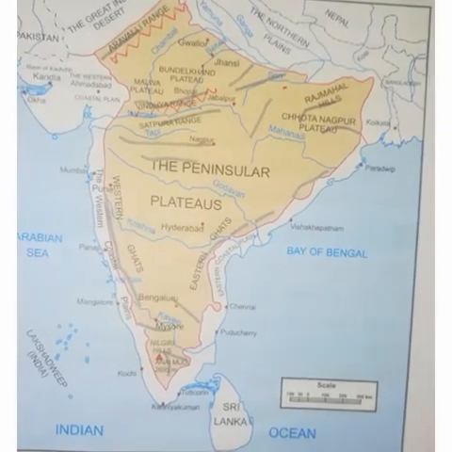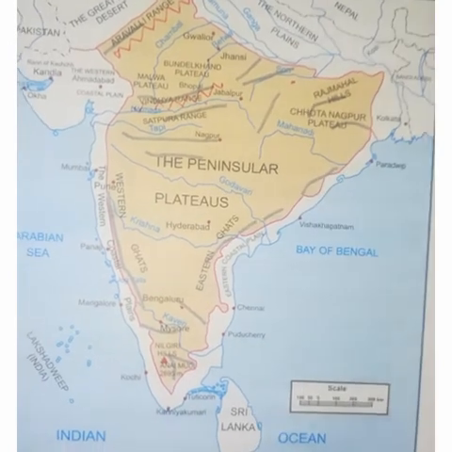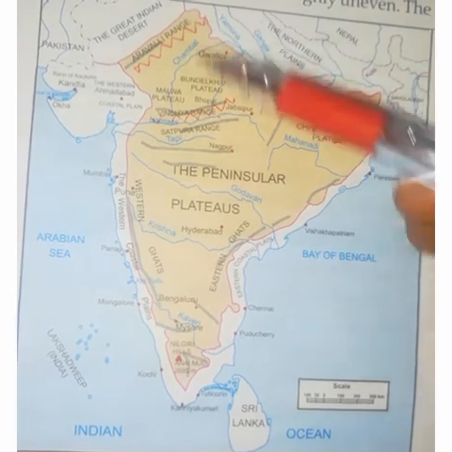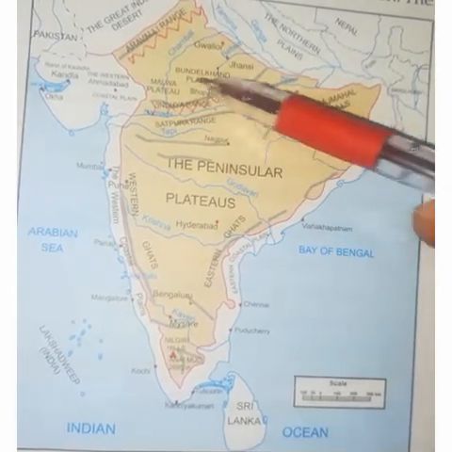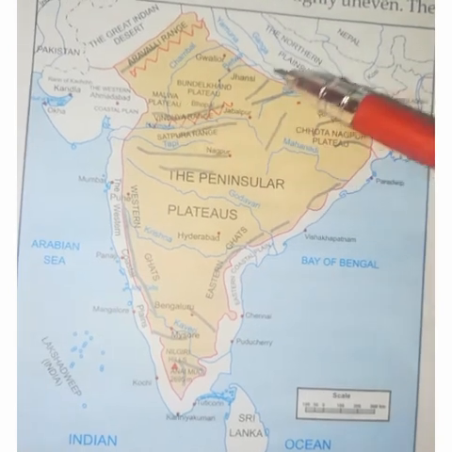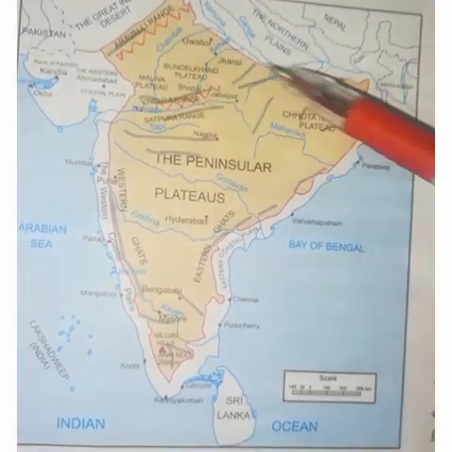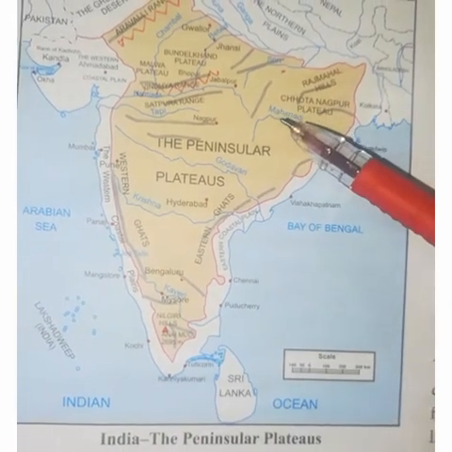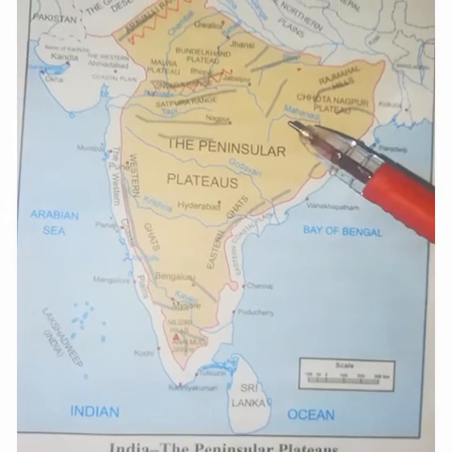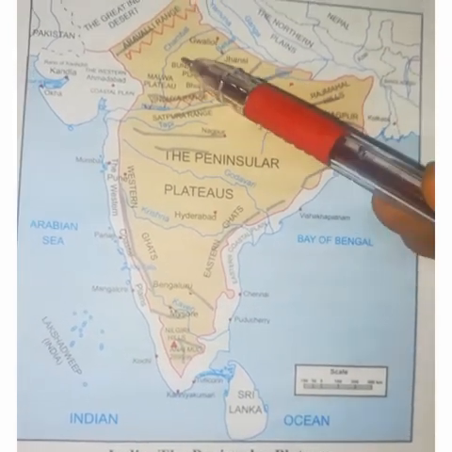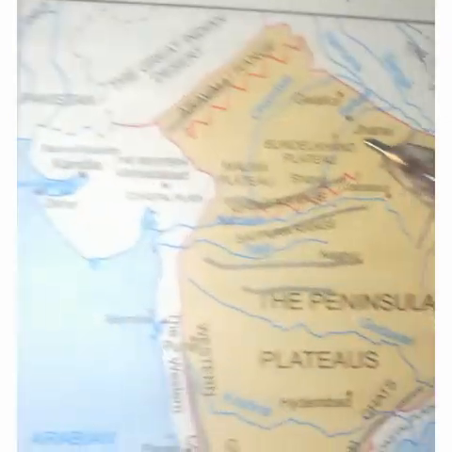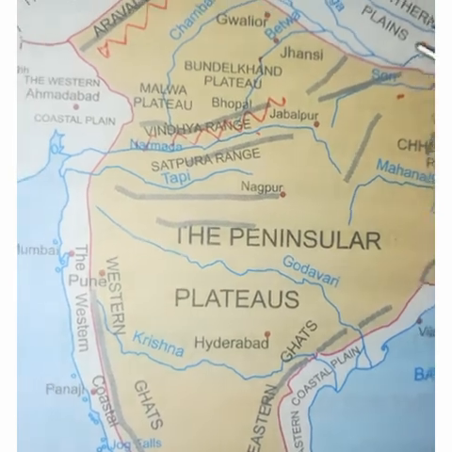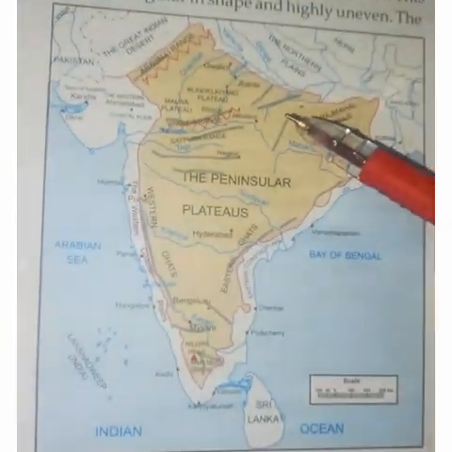Coming to the Central Highland. It lies in the north, bounded by the Aravalli ranges in the northwest and the Vindhyas in the south. Malwa Plateau, Bundelkhand Plateau and the Chota Nagpur Plateau are made up of hard igneous rocks. The main rivers of this region are, here you can see, Chambal, then Betwa, Son and Ken, and Damodar.